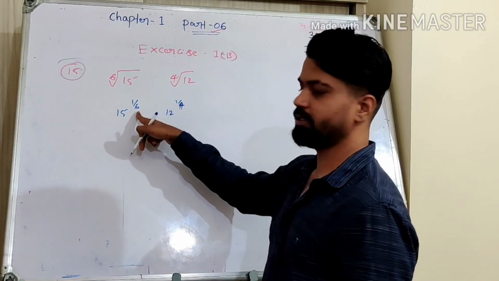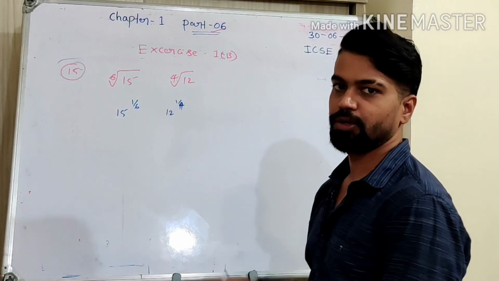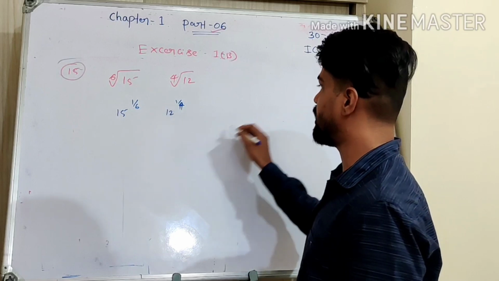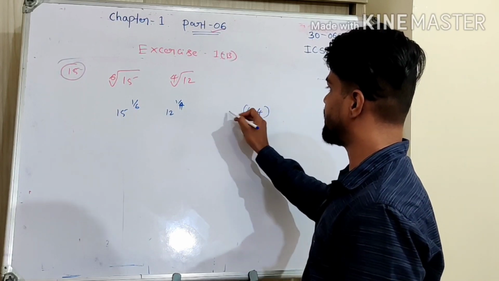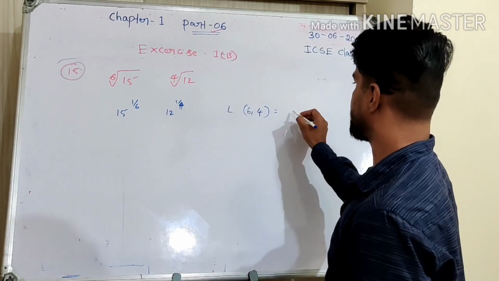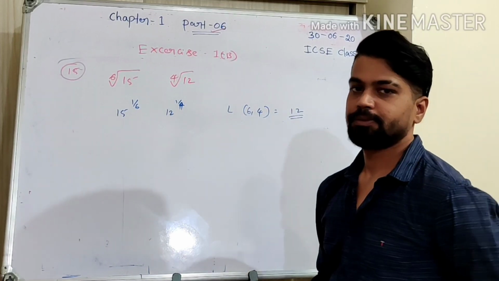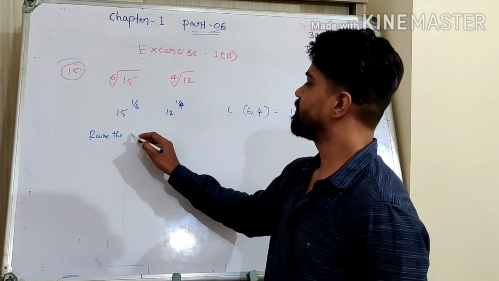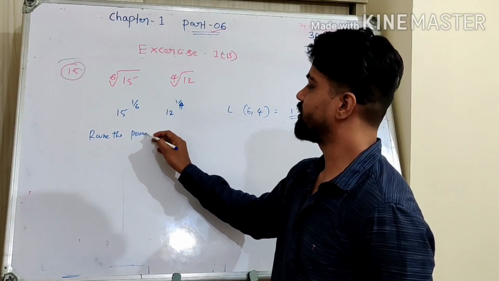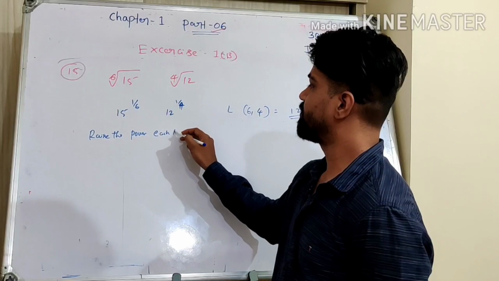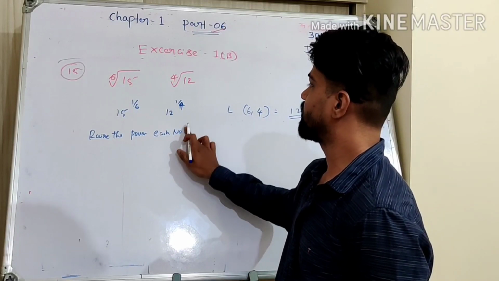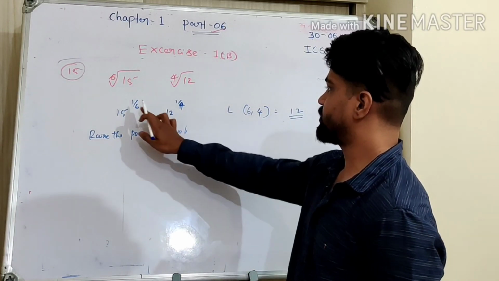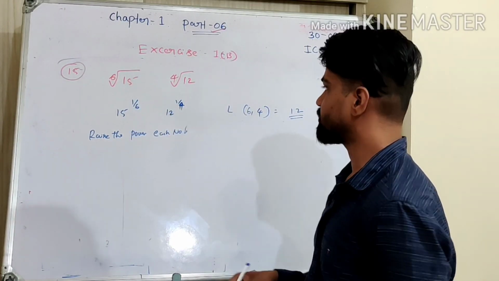What is the power we have here? 1 by 6, 1 by 4. So we need to eliminate and make it same power. So we will take the LCM of the denominators of the power. What is the LCM of 6 and 4? LCM of 6 and 4 is 12. Okay, so now raise the power of each number such that they will become same. That is, it should become 12, it should also become 12.